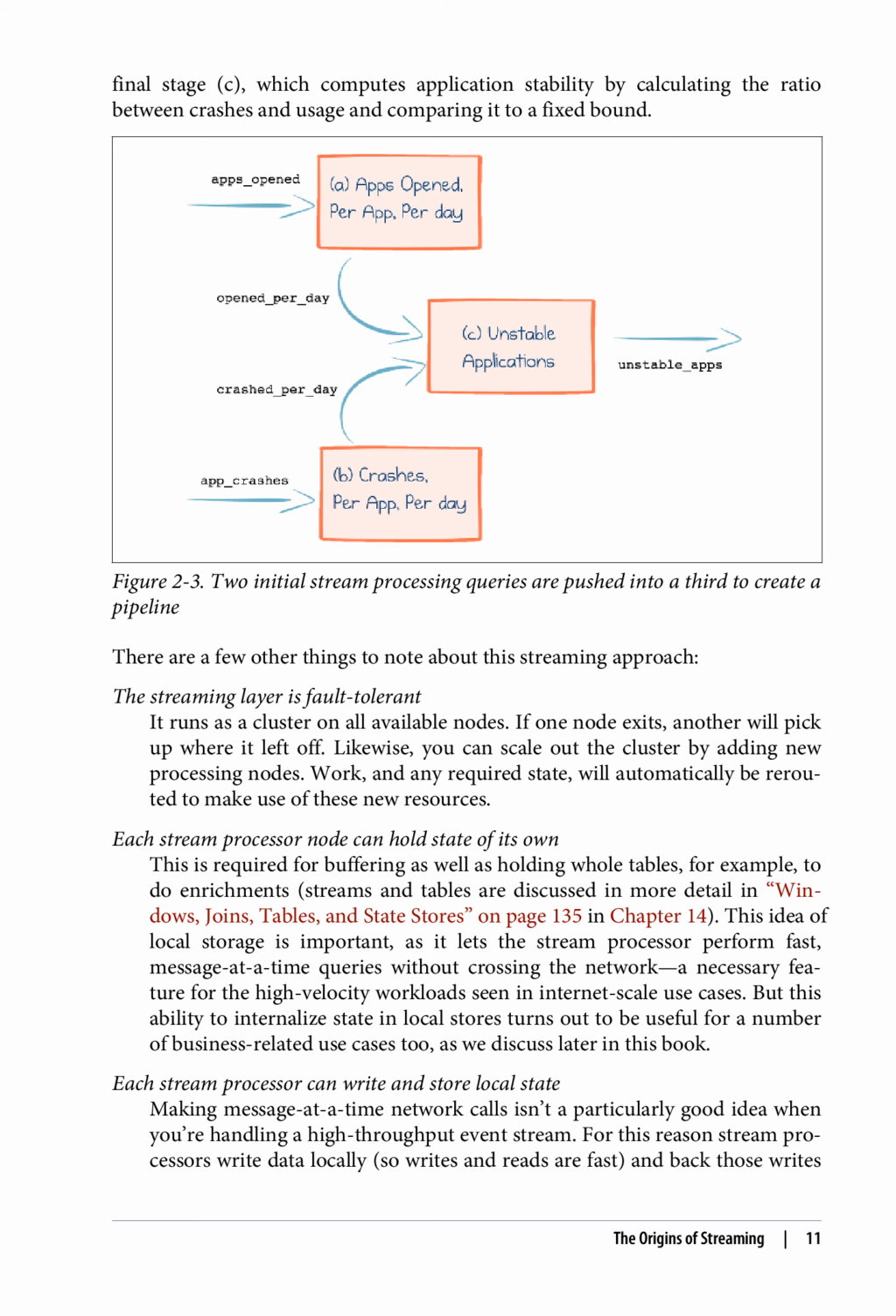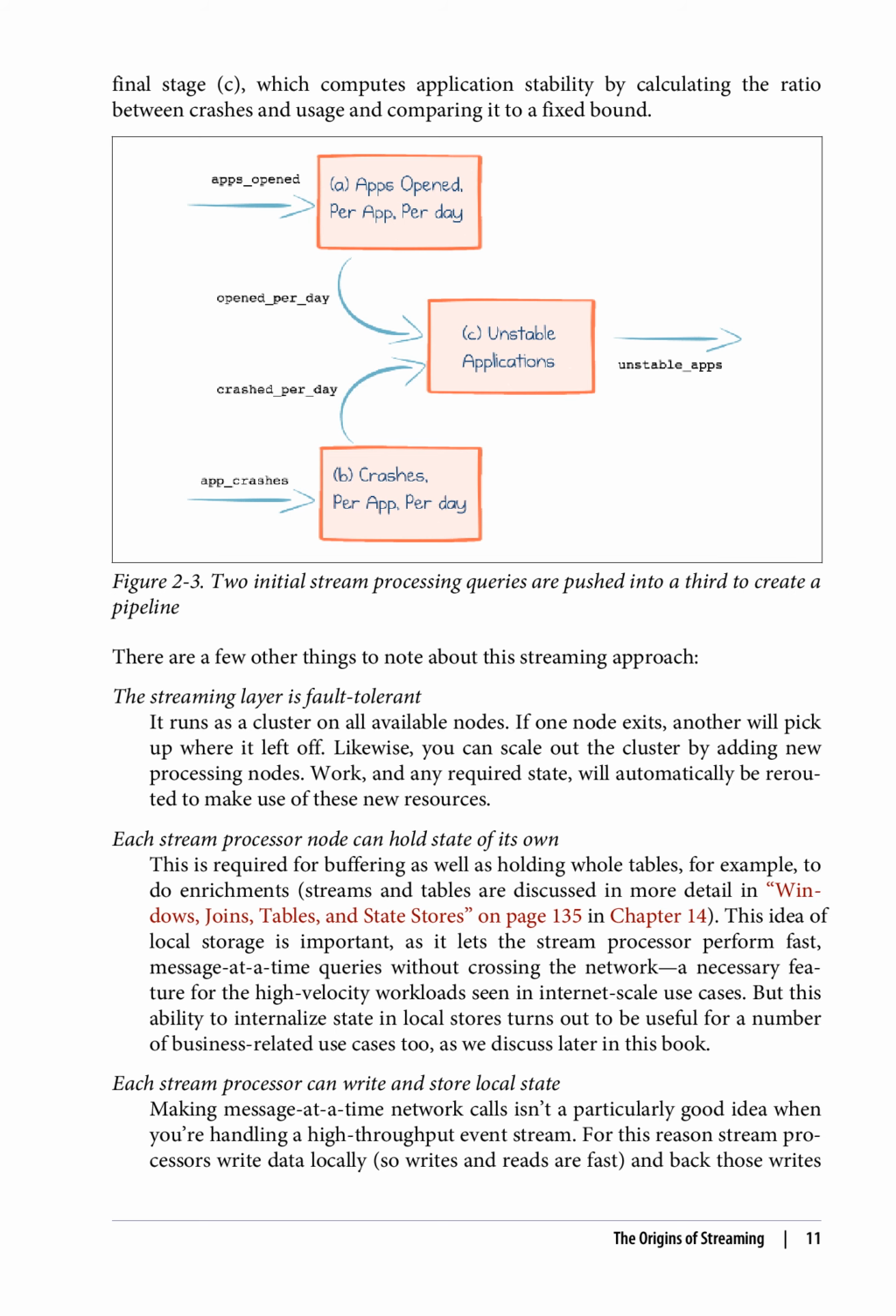There are a few other things to note about this streaming approach. The streaming layer is fault tolerant. It runs as a cluster on all available nodes. If one node exits, another will pick up where it left off. Likewise, you can scale out the cluster by adding new processing nodes. Work, and any required state, will automatically be rerouted to make use of these new resources.